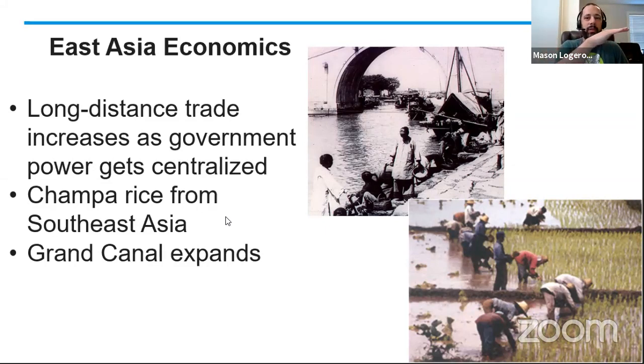Because remember, geographically, most Chinese rivers run east-west. Well, that's great if you want to travel east or west, but if you want to go north or south, that's an issue. And so the Grand Canal was built and expanded during this time to help with that north-south travel as well and to connect the major rivers.